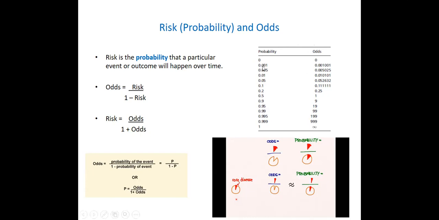Look at alpha 0 is 0.001 now. Probability odd is 0.001001. So if you look at it, as the risk probability is small, the corresponding odd is small. As it becomes smaller and smaller, the corresponding odd becomes like probability, until when you get to zero, both of them are zero. So it's at zero that both of them are the same. But as the probability becomes bigger and bigger, the odd becomes bigger and bigger and bigger.